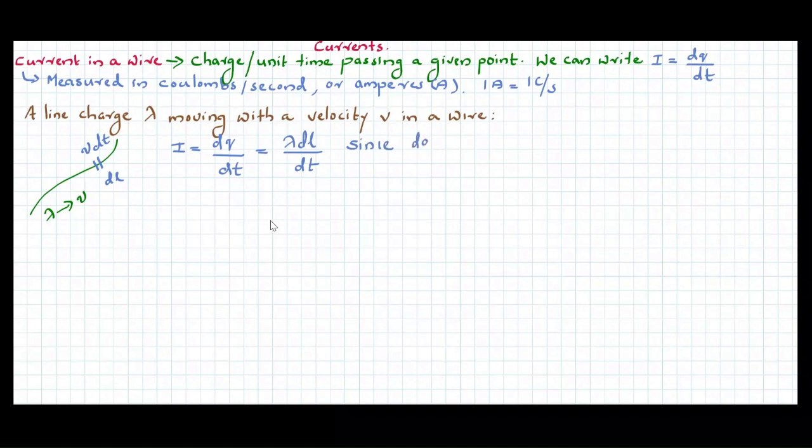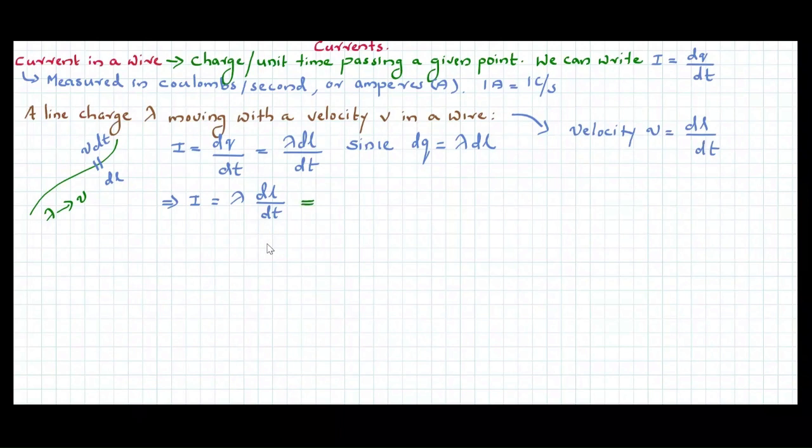Now if you consider a line charge lambda, then we can write dq is equal to lambda dl. Then the current I is equal to dq by dt becomes lambda dl by dt. When a line charge lambda moves with velocity v, we can write velocity v as displacement by time, that is dl by dt. Substituting the value of dl by dt in the expression for I, we get I is equal to lambda v. That is, if a line charge lambda moves with velocity v, it constitutes a current I given by lambda v.